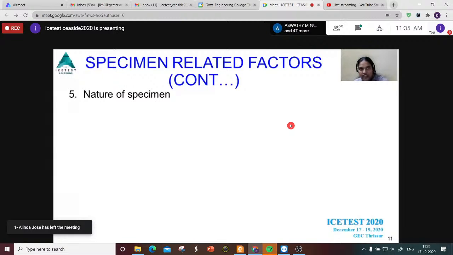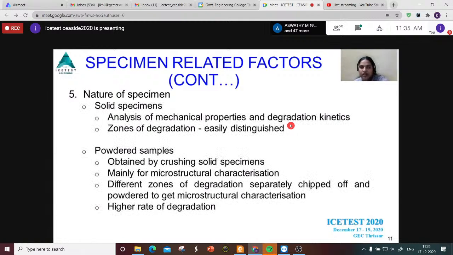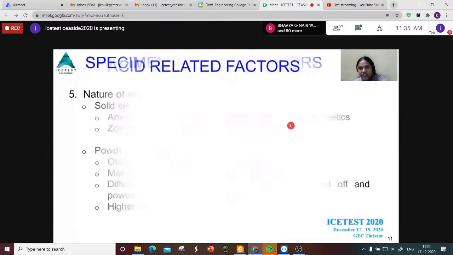Next is nature of the specimen. Nature can be either solid specimen or a powder sample. Solid specimen, as already said, can be either cube, cylinder, or prism. And analysis of mechanical properties and degradation kinetics can be done. Zones of degradation can be easily distinguished. If we are using powder, it is obtained by crushing these solid specimens and used for microstructural characterization. Different zones of degradation can be separately chipped off and powdered to get the characterization of each zone separately, and it shows higher rate of degradation.